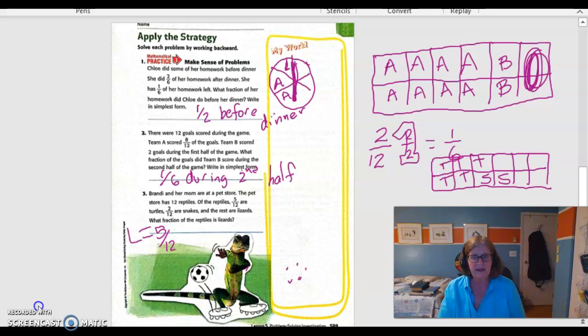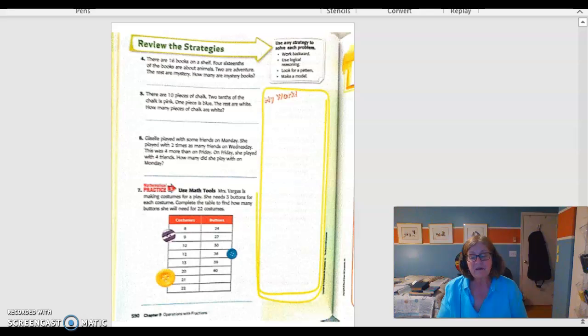All right, let's look at your next page. As we look at page 590, problem number 4 says, there are 16 books on a shelf. 4/16 of the books are about animals. 2 are adventures. The rest are mystery. How many are mystery books?